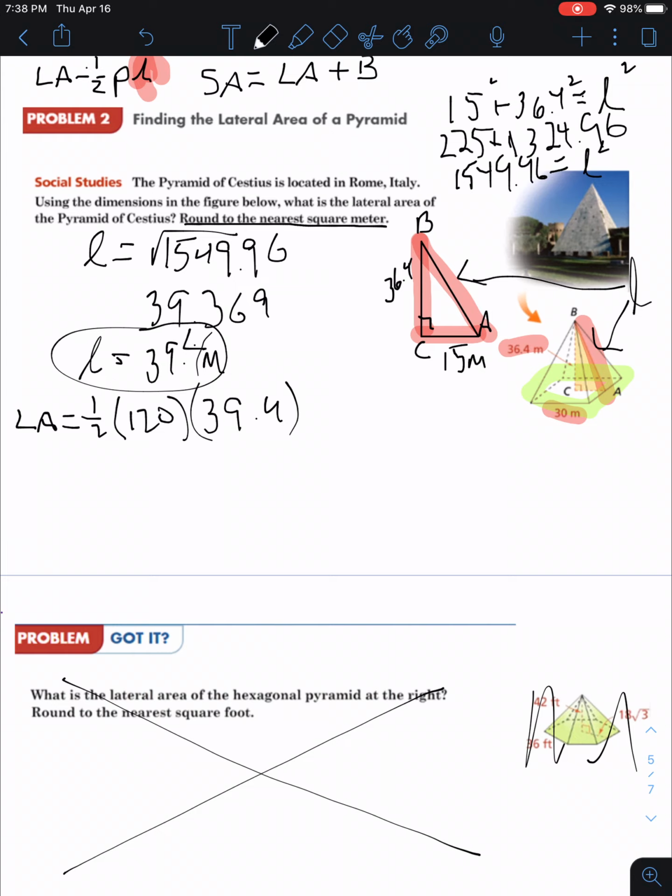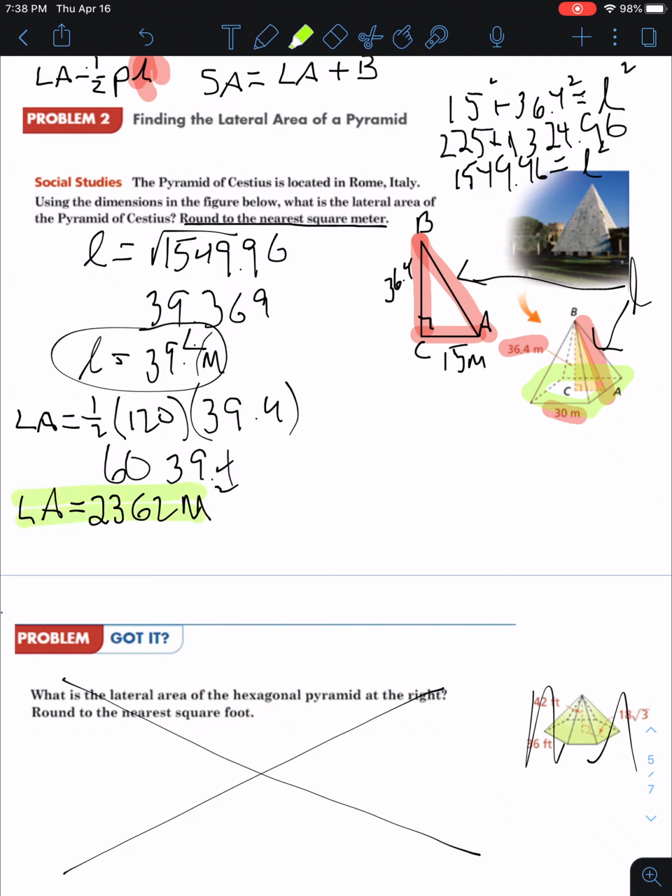Half of 120 is 60, so that gives us 60 times 39.4, and 60 times 39.4 is going to give us an LA of 2,362. Now I'm going to round it to the nearest square meter, so 2,362 meters squared. There's my LA. I'm going to mark that in green.